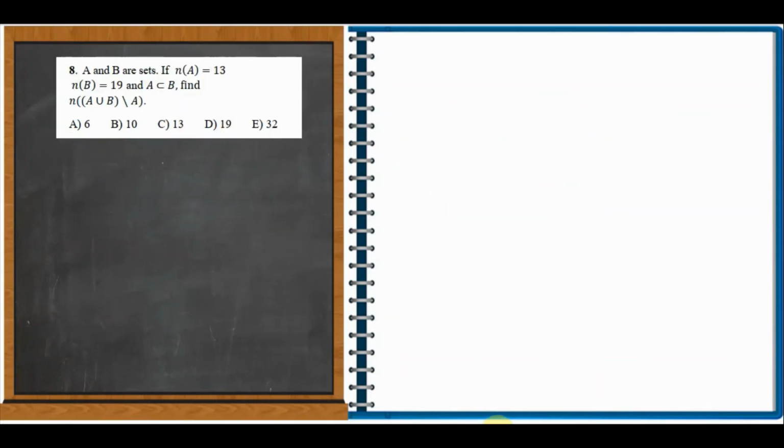Number 8. Number 8 is about set theory. We are given two sets A and B. The number of elements in set A is 13, the number of elements in set B is 19, and A is a subset of B. We must find the number of elements in set A union B, subtract A. Alright, first of all, we must sketch what the sets look like.